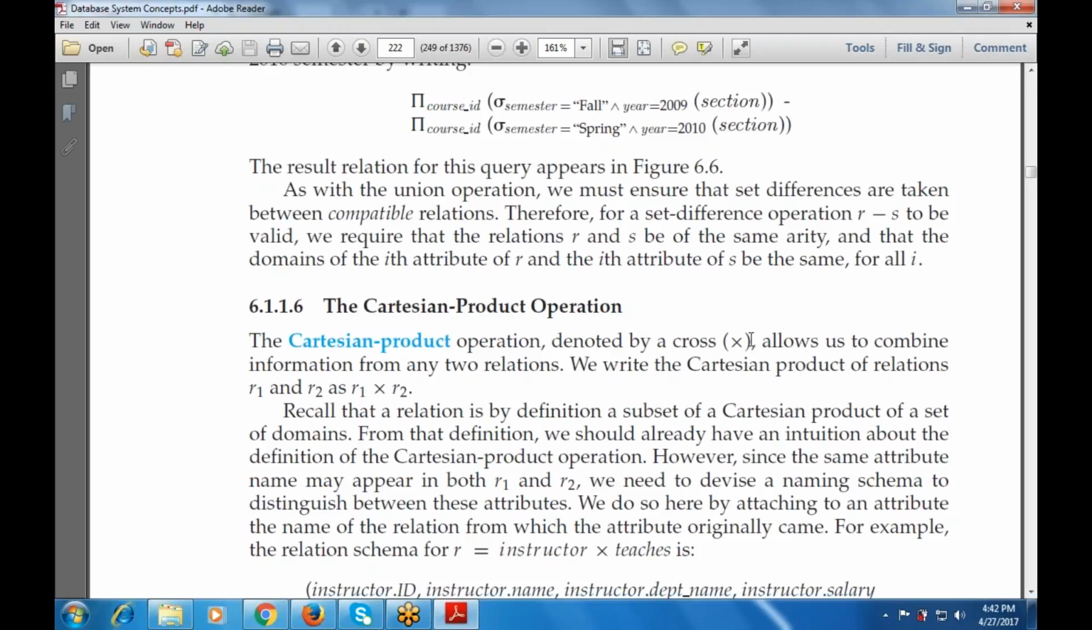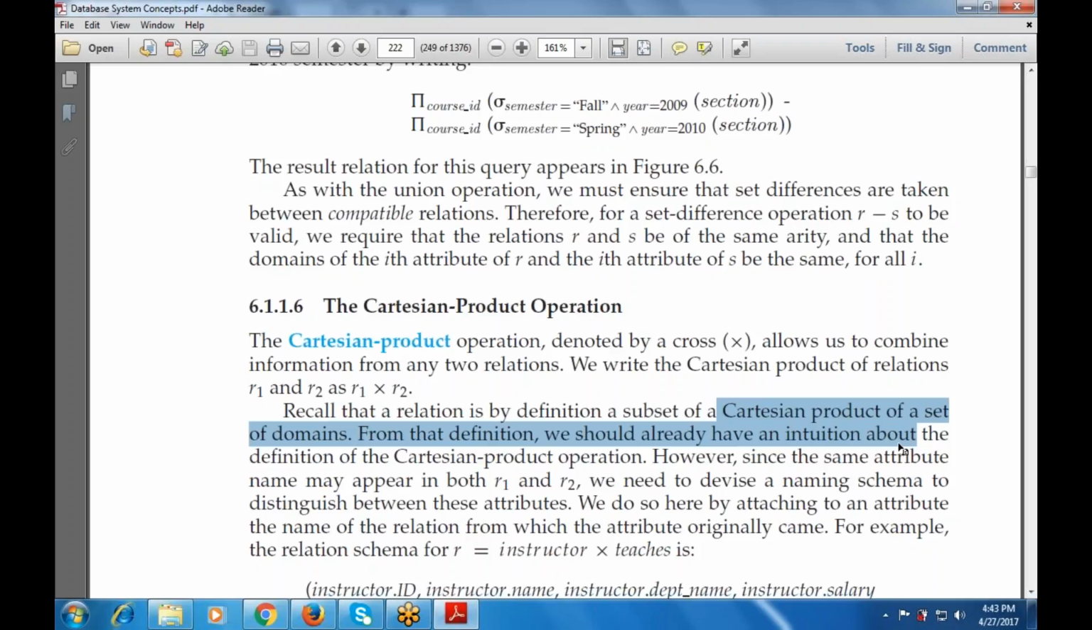Suppose there are two tables and I want to join the information from these two relations. So we write the Cartesian product of the relations R1 and R2 as R1 multiplied by R2. That means two relations are combined. Each and every row and field are combined by using the Cartesian product, that is R1 multiplied by R2. And recall that a relation is by definition a subset of a Cartesian product of a set of domains. From this definition, we should already have an intuition about the definition of the Cartesian product operation.